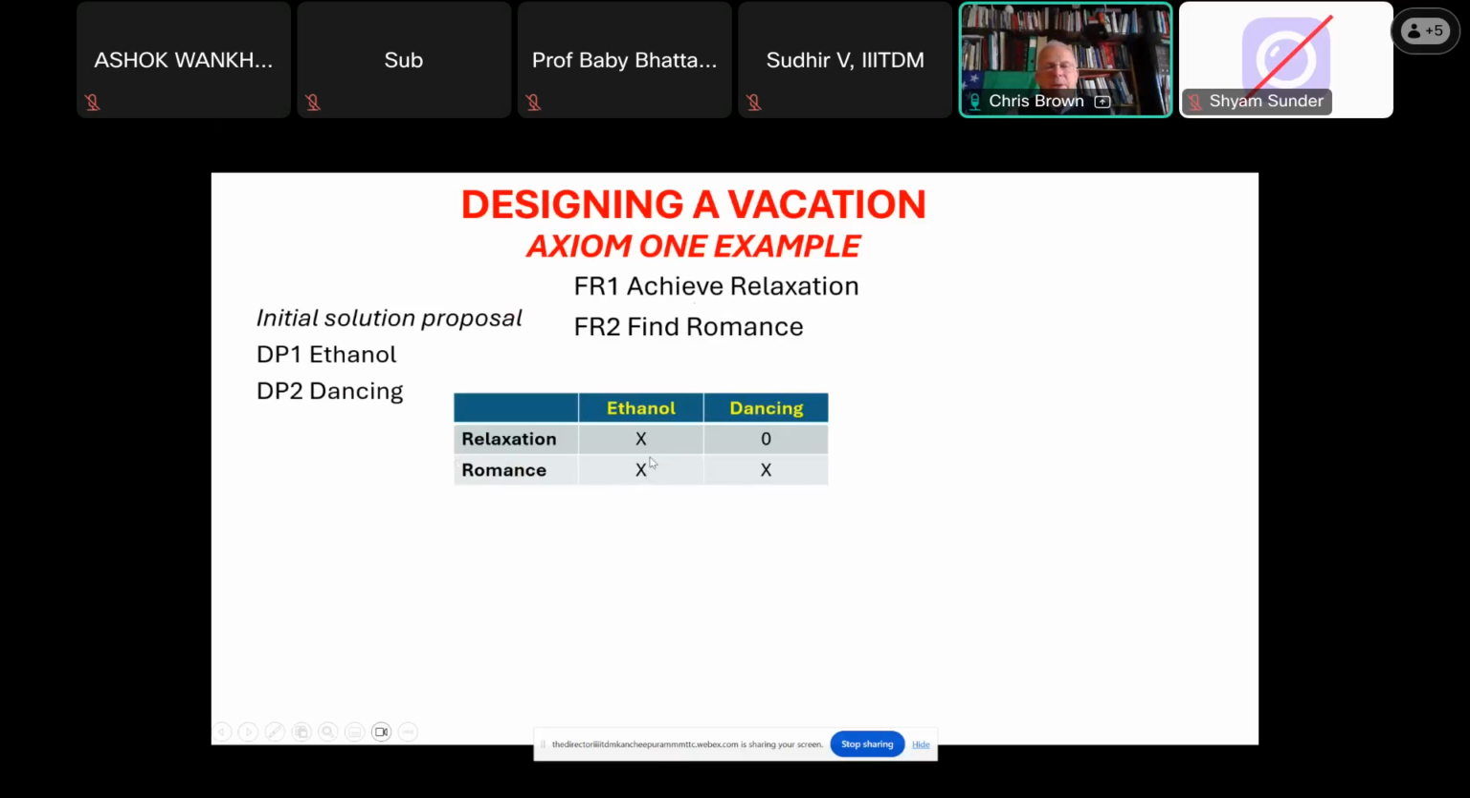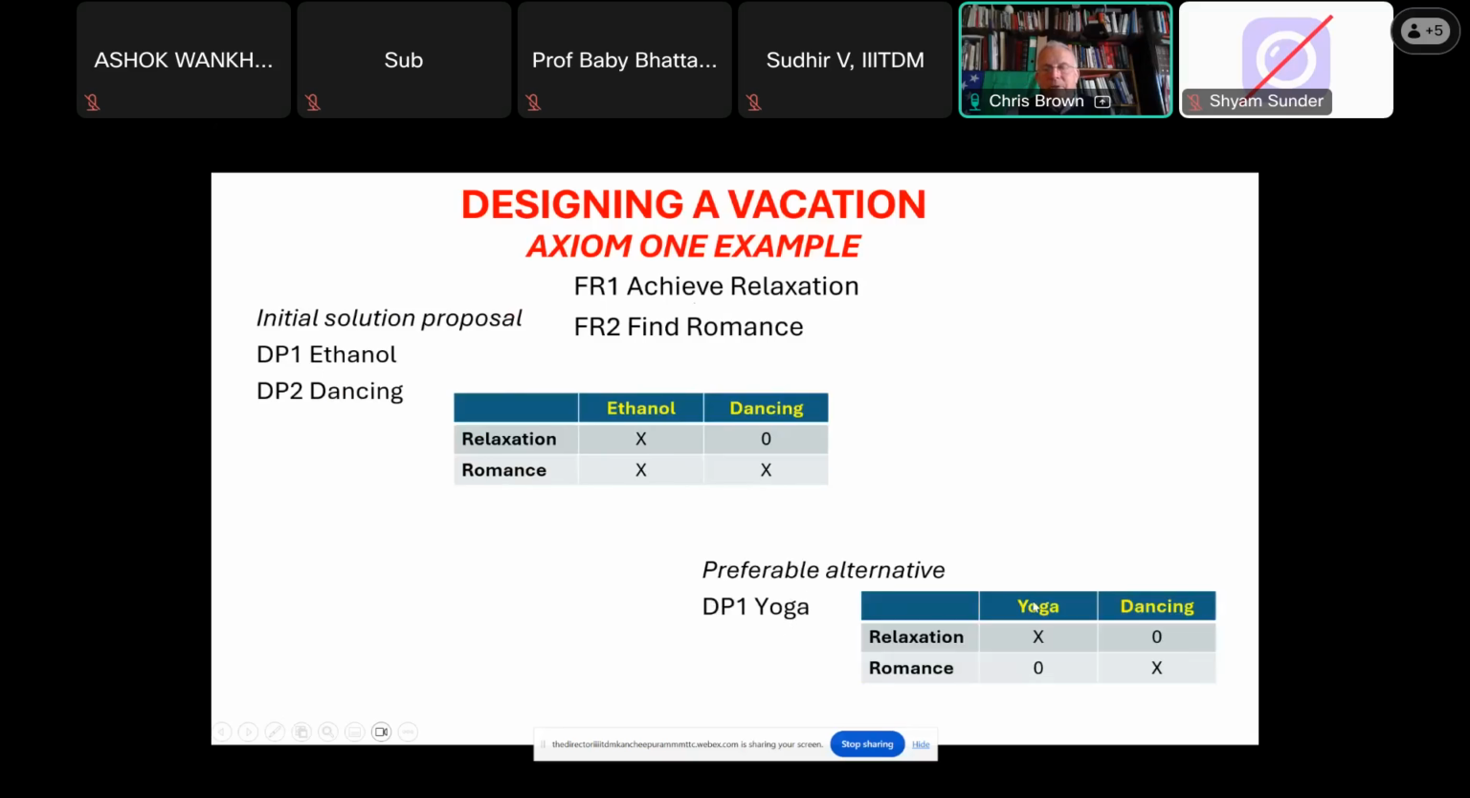However, from experience, maybe some of you know, or at least from observation, that no amount of dancing can reverse the effects of excess alcohol on romance. So this is not a good design solution. What we need to do is look for an alternative DP for the relaxation that does not influence romance, and so yoga. With yoga, we can get the relaxation, and then dancing for the romance. And now we have a diagonal matrix. So this is a preferable solution.